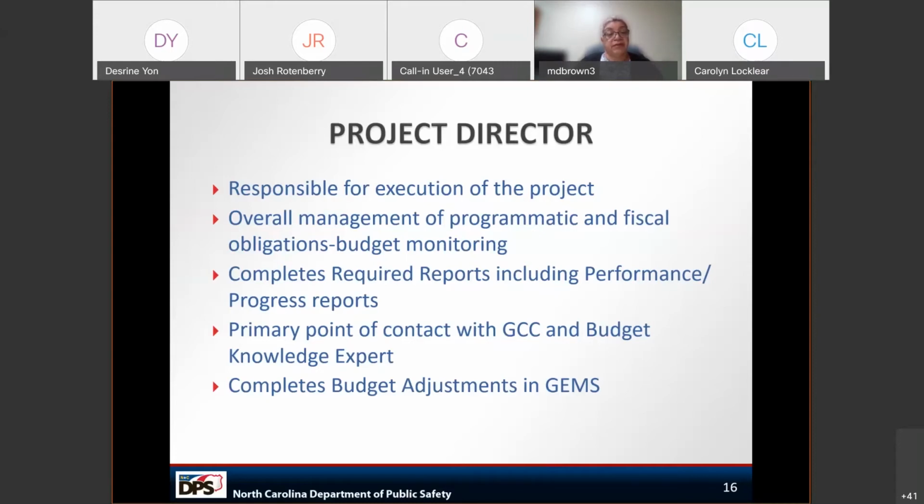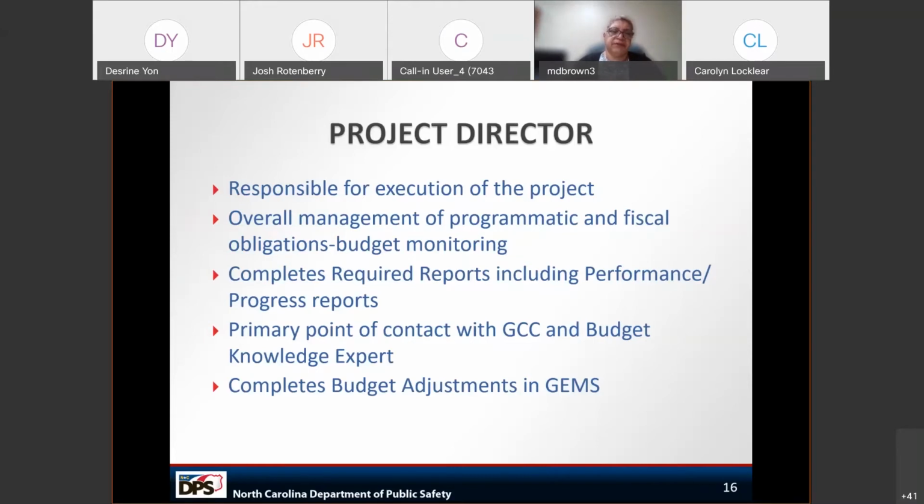When it talks about the primary point of contact, as a grants administrator at GCC, when we send information or questions to your project, we're going to direct that to your project director. Then the project director can task that out to whomever they feel they need to get the information from. But we will deal directly with the project director in terms of setting the site visit appointments and asking any questions that we have.